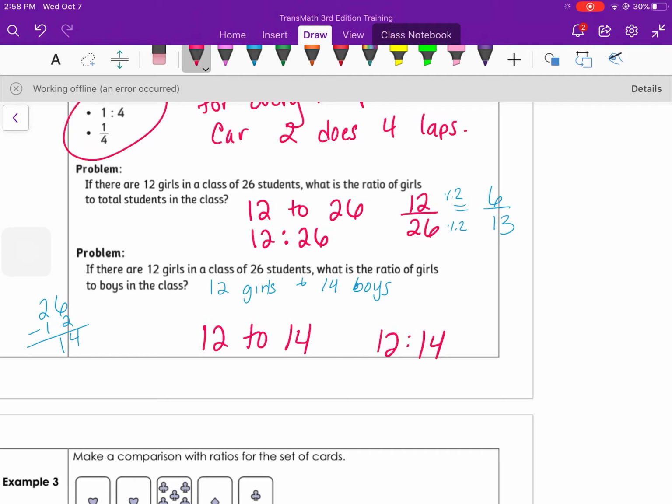For every 12 girls, there's 14 boys. Or if you were to reduce that, it would be 6 to 7. For every 6 girls, there's 7 boys. So this is the reduced version, which is equivalent as well.